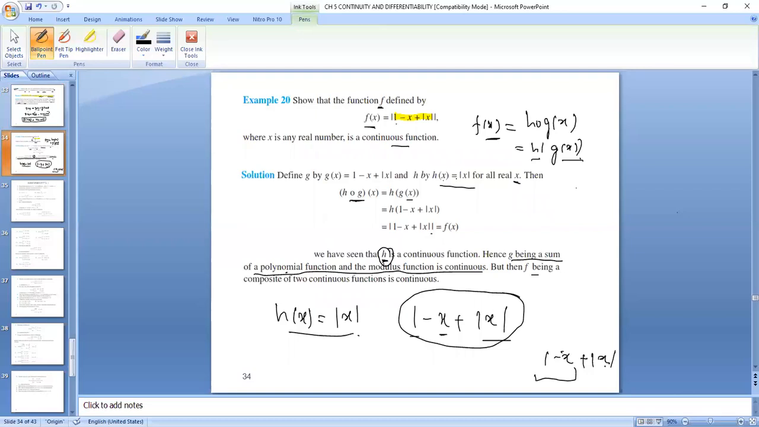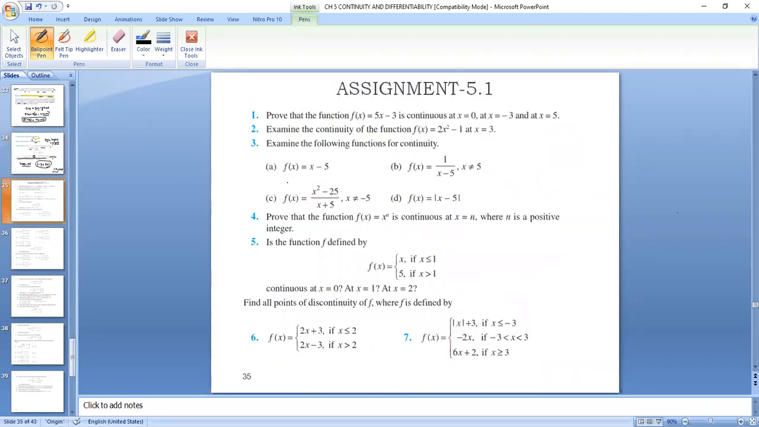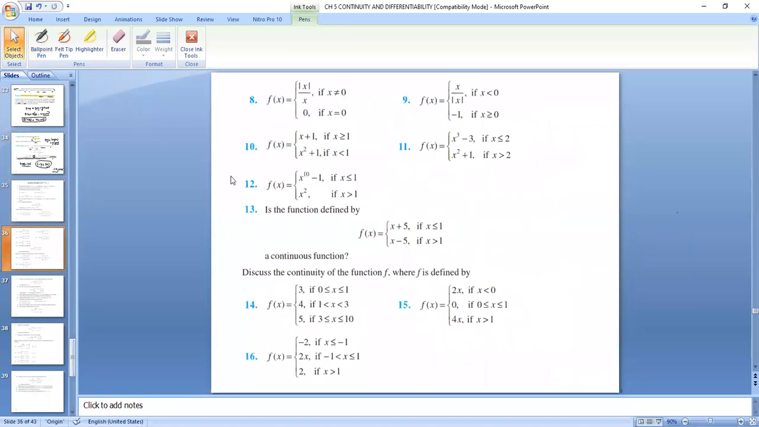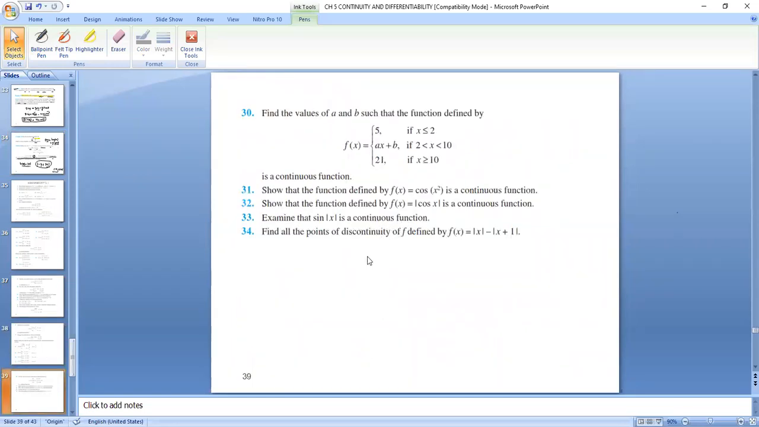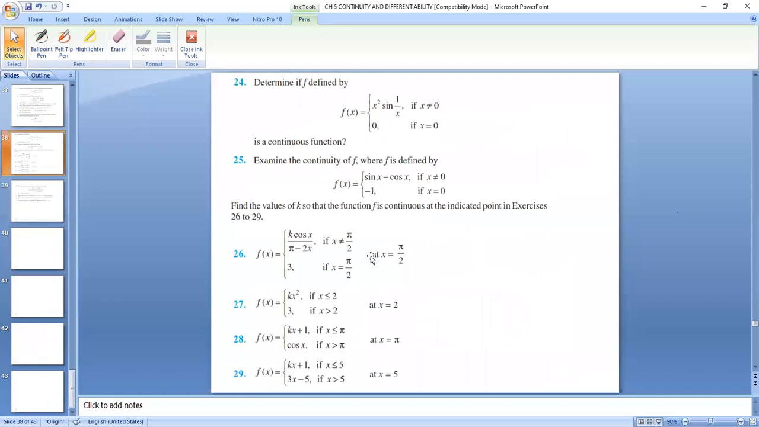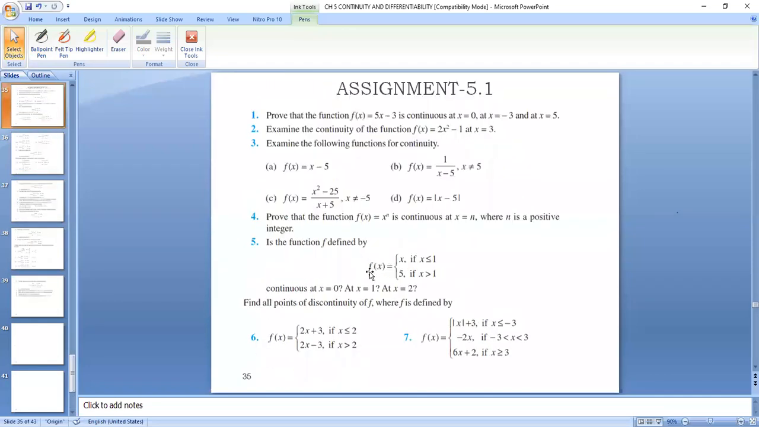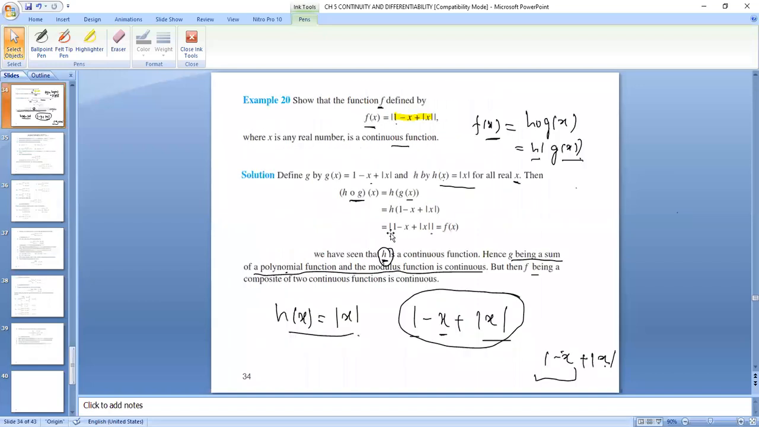You will prove that the modulus of x is continuous, then you will write that the sum of polynomial function is also continuous. So 1 minus x plus mod x is also continuous. Then you have to practice these questions, exercise 5.1 of NCERT. Most of you might have started, but those who have not started, they can start it right now. So tomorrow we will start with the topic differentiability. Today we will be doing up to this only.